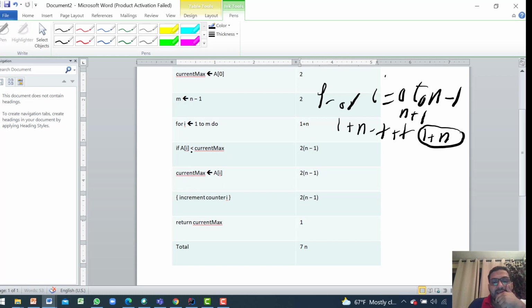And then here this is gonna have one comparison, which is this part, less than or equal, less than, and one assignment. So this is two operations, and these two operations I'm gonna do n minus 1 times, which is the number of times that I'm gonna enter this for loop. So 2 multiplied by n minus 1, which is okay.